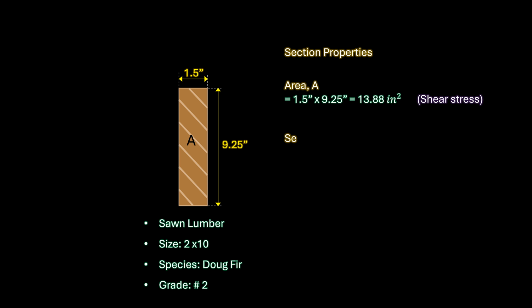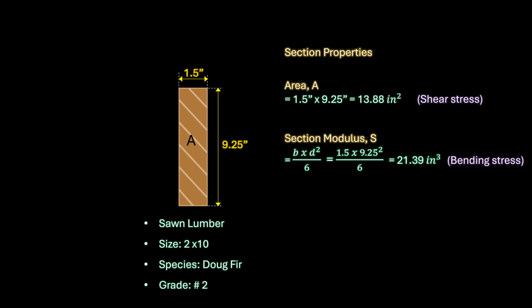Secondly, the section modulus is the quotient of the product of the width and the square of the depth and 6. For a 2x10 that will be installed and loaded parallel to the depth of the joist, the section modulus is 21.39 cubic inches. We will use the section modulus to determine the maximum bending stress. Please note that if the 2x10 is installed as a plank such that it is loaded on the wider surface, the section modulus formula will consider the narrow dimension as the depth.